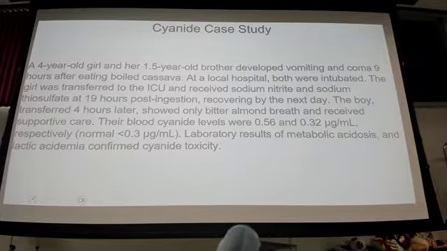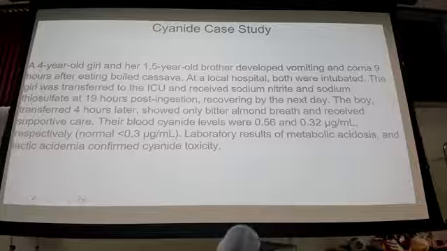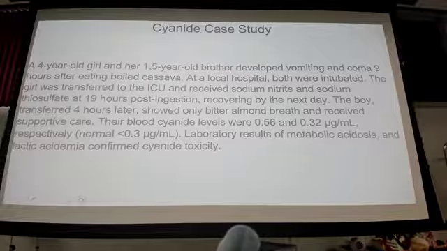So, in this scenario, you have two young children, a 4-year-old girl and her 1.5-year-old baby brother, who developed vomiting and coma 9 hours after ingesting boiled cassava. At a local hospital, both were intubated. The girl was transferred to the ICU and received sodium nitrate and sodium thiosulfate at 19 hours post-ingestion. She recovered the next day. The boy was transferred 4 hours later, showing only bitter almond breath.